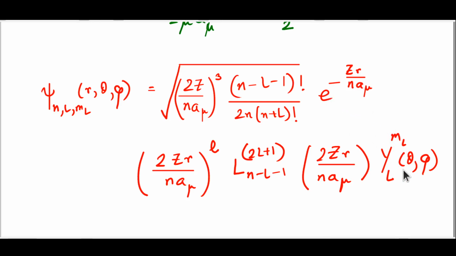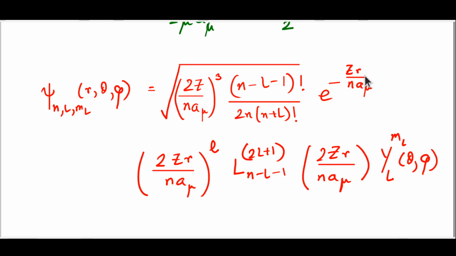You have the spherical harmonic Y l ml theta phi. You have the Laguerre polynomial parameterized by n minus l minus 1 and 2l plus 1. This twice Zr by n mu a0 is simply r by alpha, which is my rho. And this is rho to the l sitting here. Here you have e to the minus rho by 2. This was a normalization constant you saw a while ago when we were talking about normalizing R of rho.